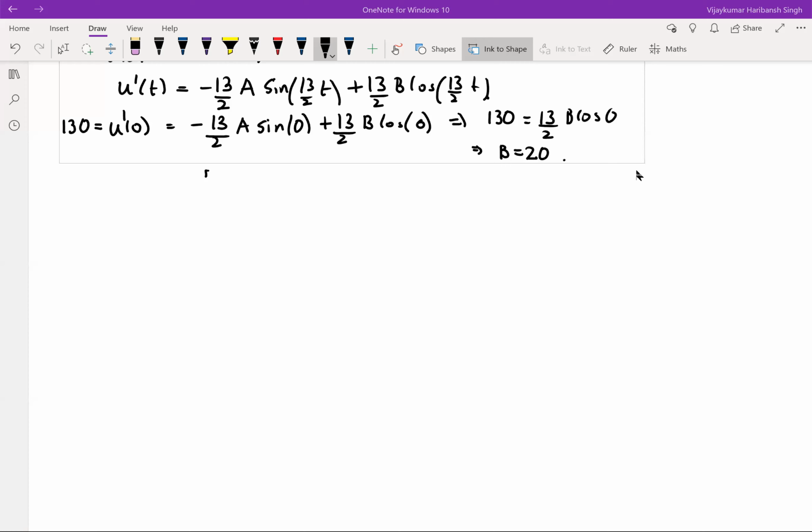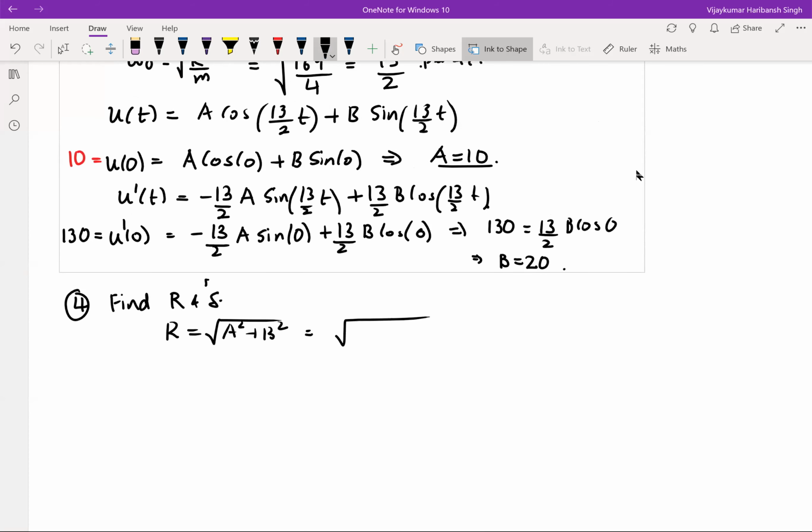So now we got that, we need to find out step 4, find r and delta. So what is your r? R was square root of a square plus b square. So what do we get out of that? This is going to be square root of, a was 10, right? A is 10, b is 20. So 10 square plus 20 square, which is going to be, take 10 common, you're left with in bracket 5. So 10 square root of 5.